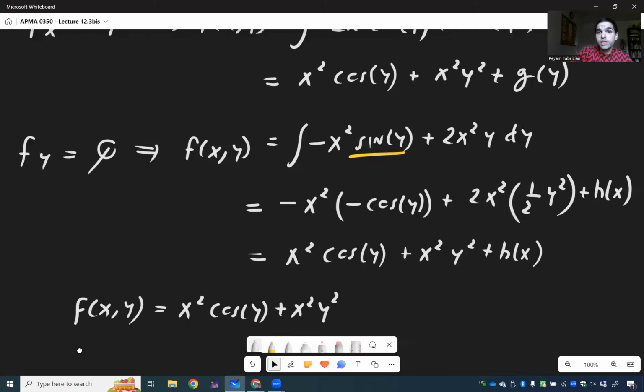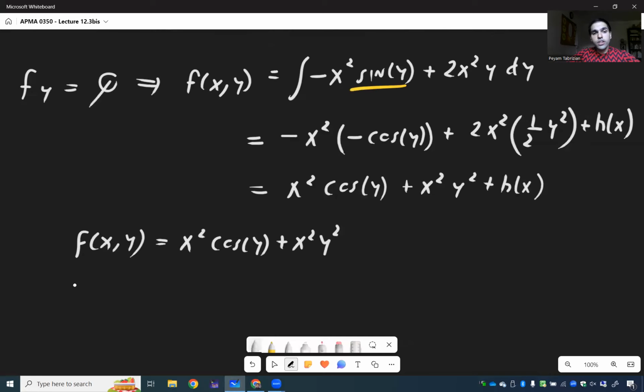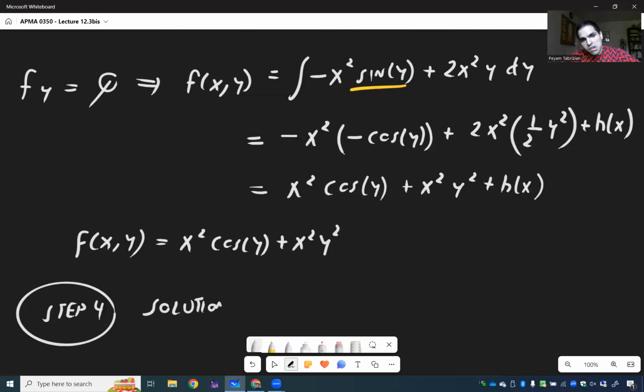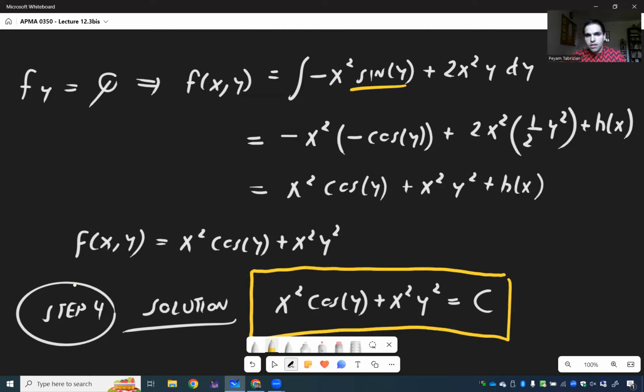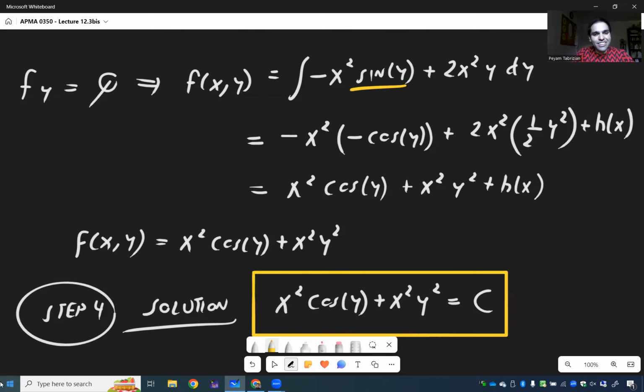And then what is our solution? So the equation kind of tells us the derivative of f is 0, so f is a constant. So step 4, solution. So x² cos y plus x² y² equals a constant. And here we can't really solve for y in terms of x. So this is really the best we can do. Oh, perfect. There we go with the box.